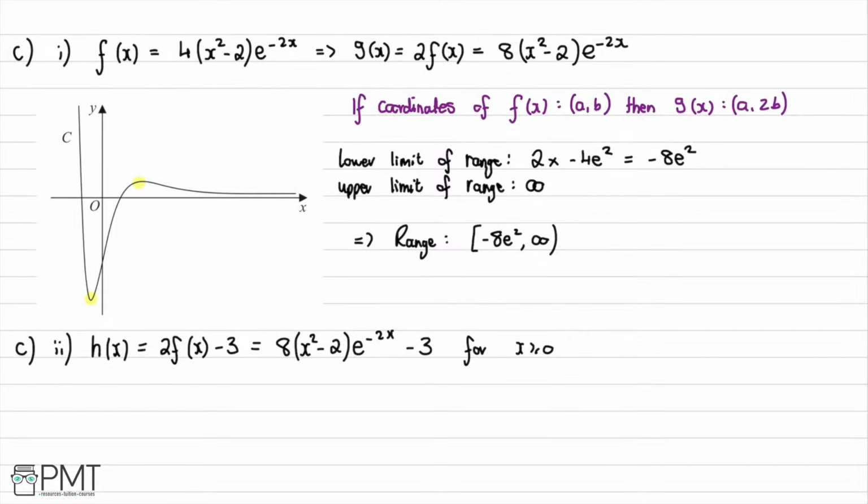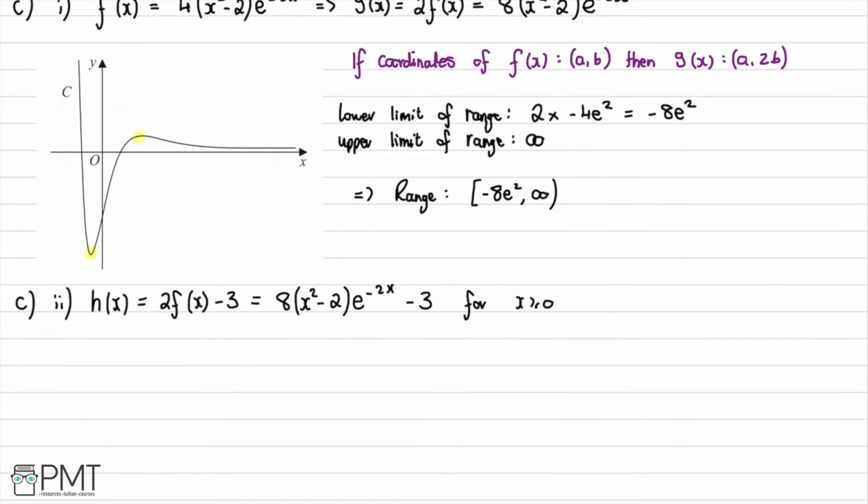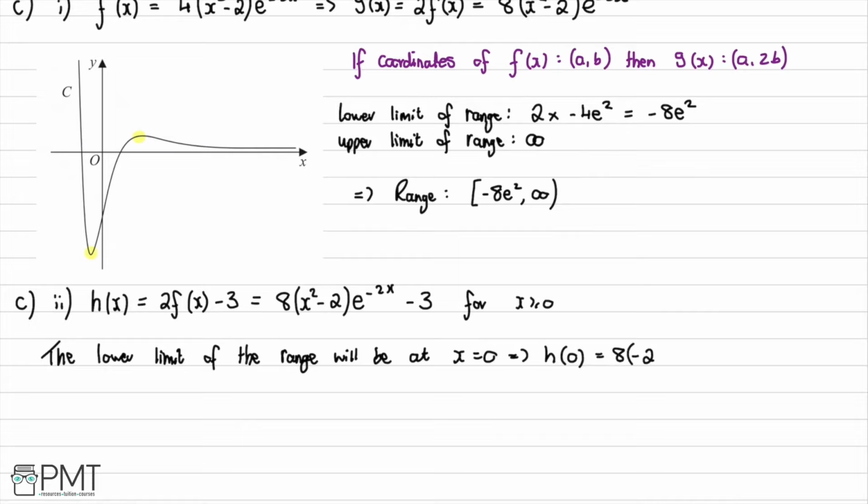And we see, what is the lowest part of the y-axis going to be? It is going to be when we have the y-intercept, so when x is equal to 0. So we must first state that the lower limit of the range will be at x equals 0. So therefore we'll have that h of 0 is going to be 8 lots of minus 2 multiplied by e to the negative 2 times 0, minus 3. And we put this into our calculator. And what is this going to be? So we're going to have negative 16 minus 3, and that's going to be negative 19.